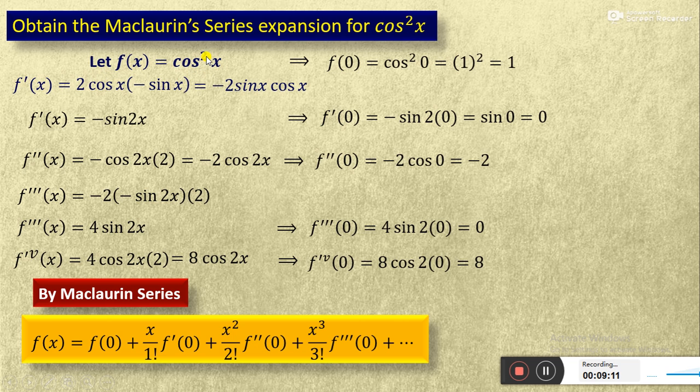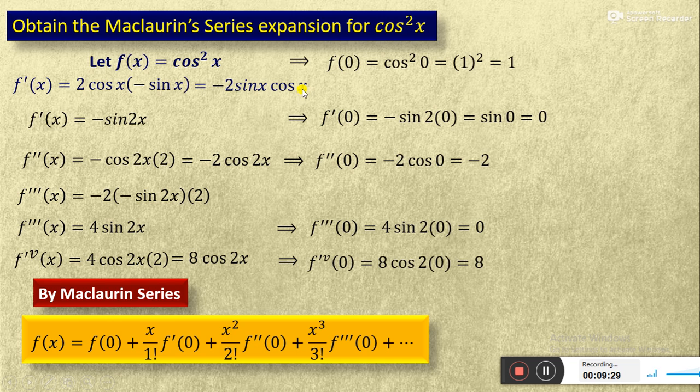So first I differentiate the power 2. So 2 into cos x, 2 into cos power 2 minus 1, that means cos x. Next I differentiate the base cos x. Differentiation of cos x is minus sin x. So minus 2 sin x cos x. This is f dash of x.